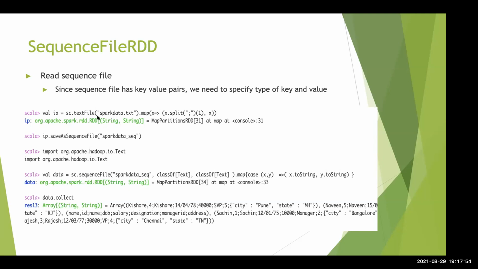So the idea here is that generally in your Spark implementation, you will not be using the sequence file, but for legacy purposes, or you're getting some output from some other ETL system, and you have to read that, and that output is in sequence file. So in that case, you can use the SequenceFileRDD.